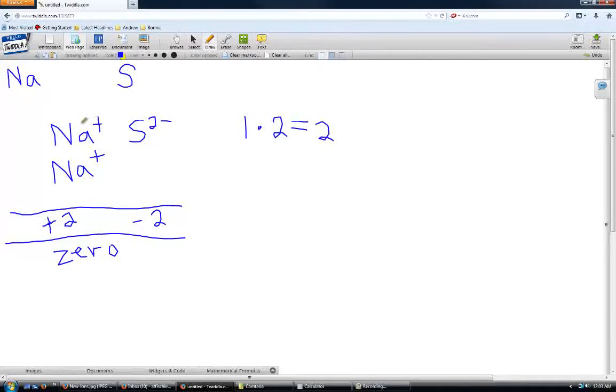Now what we do is we count up the number of each element we have in these columns. For Na, you have 1, 2. The compound will be Na2. S we only have 1 of, so we put S. The ionic compound that includes Na and S is this, Na2S.